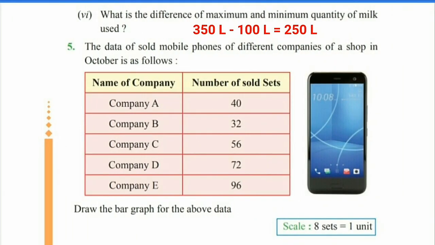Next, sixth, what is the difference of maximum and minimum quantity of milk used? So you can see 350 liter minus 100 liter, which is equal to 250 liter.